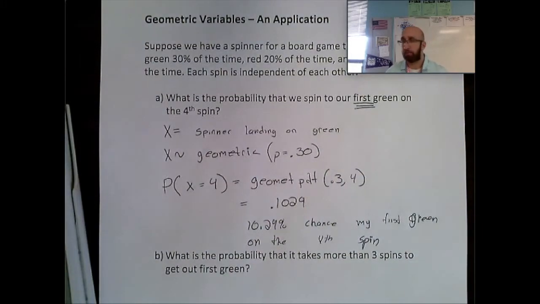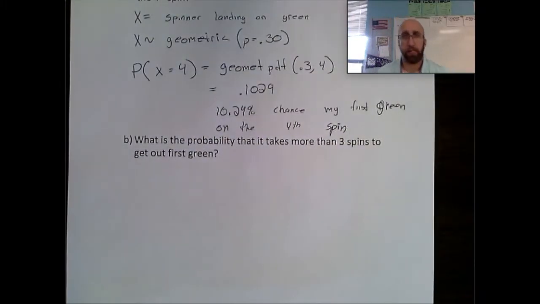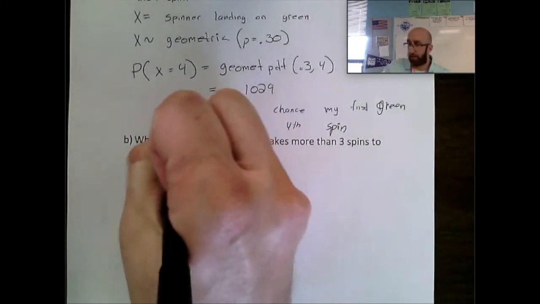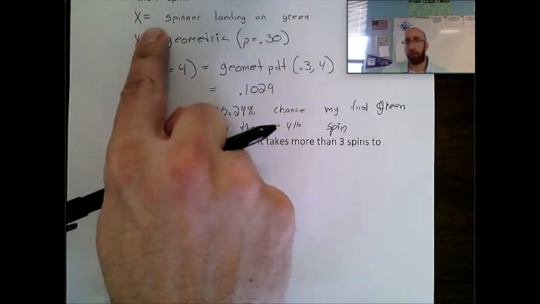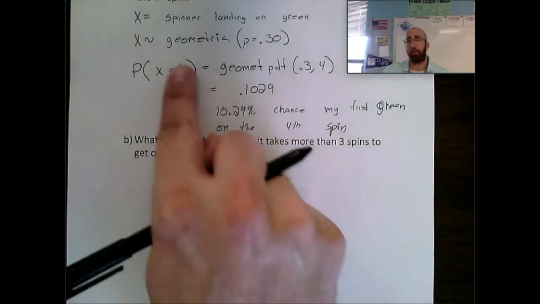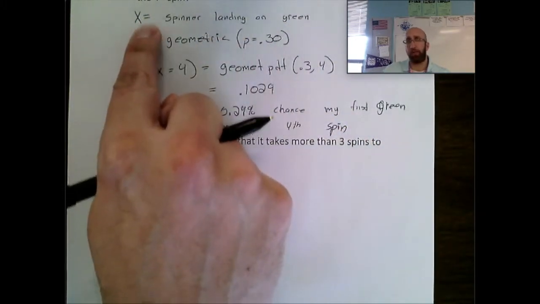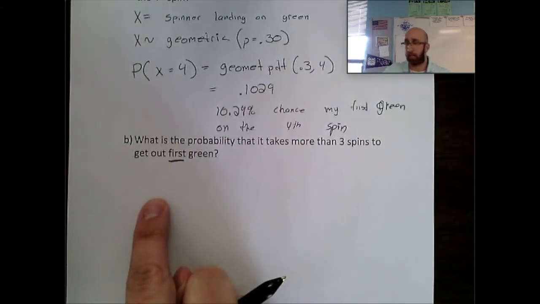Context is nice. Another quick example here for a refresher for you. What is the probability that it takes more than 3 spins to get our first green? So the situation has not changed. We're still talking about x being a spinner landing on green, and we still know, since we're trying our first green still, x is still geometric. So I do not need to rewrite these two lines down here because that information is staying the same.